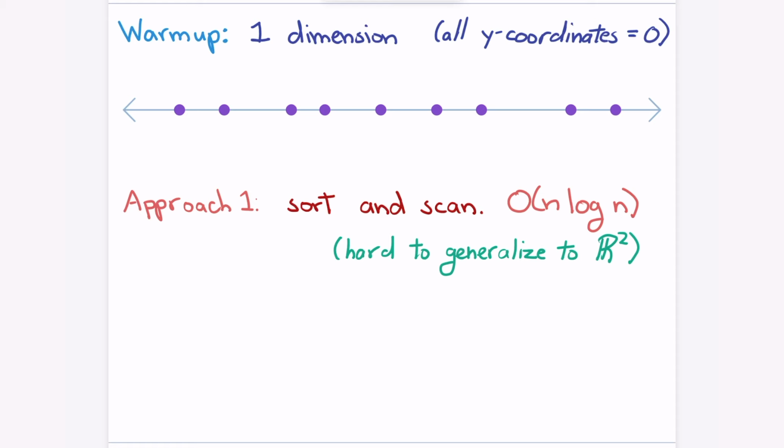But I don't know how to generalize this to two dimensions, because I don't really know how to sort in two dimensions. So that's a good idea, but we're going to try to do something different. What would be maybe out of the way, but a second approach to trying to do this in linear time?